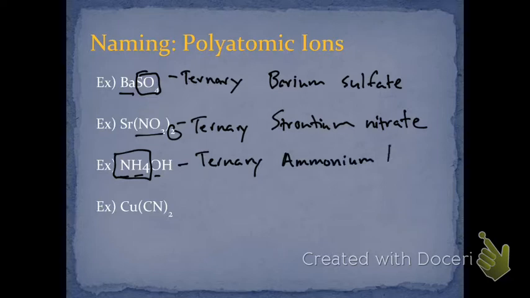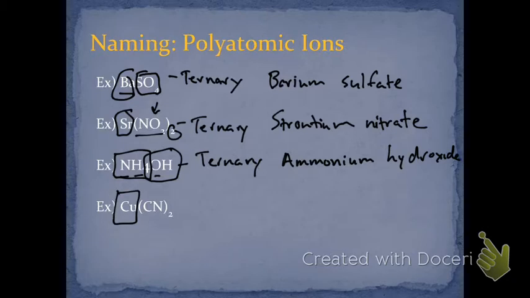So this has to be the anion. If this is the cation, this is the anion. Here's a cation, so the rest has to be anion. Here's the cation. Here's the anion. We know it's ternary. This one's a little tricky, right? Because copper, if you remember, is one of your multiple oxidation states. So I know it's going to be copper cyanide.